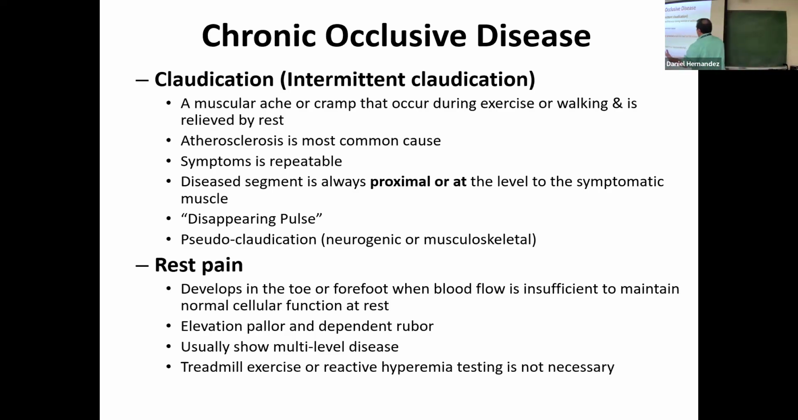So moving up in severity, the next stage. So once the patient progresses from claudication, they progress into eventual developing rest pain. So the plaque and that narrowing is getting worse. There might be more disease segments involved. So the extent that disease is getting worse. So this is pain that develops in the toe or the forefoot when blood flow is insufficient to maintain cellular function at rest. It's referred to as elevation pallor or dependent rubor.